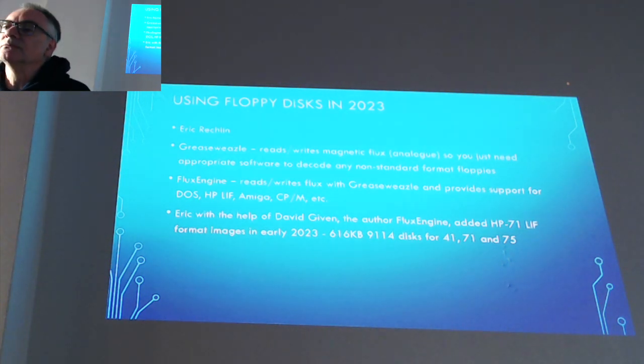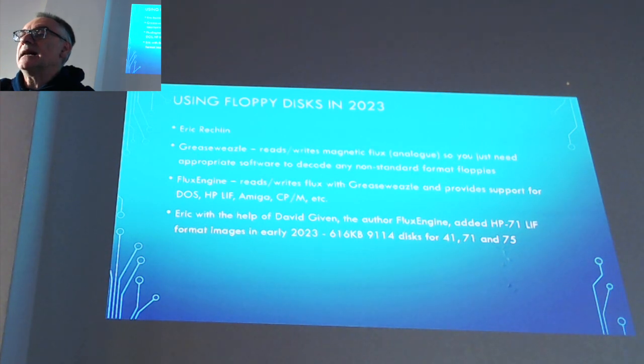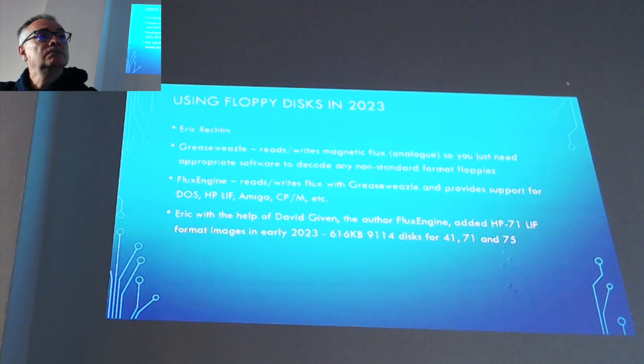But David Given saw what he was doing. He's the author of the Flux Engine, and he added 71 LIF format images earlier this year, so that it can read and write 616K 9114 discs for the 41, 71, and 75. He said they're incredibly enthusiastic about adding different types of formats to it. It shouldn't be necessary to have different types of formats, really, because it is compatible with the IBM format. It's the same MFM encoding. Yeah, but it's got a different number of tracks. Yeah, but that's something resettable by the user.